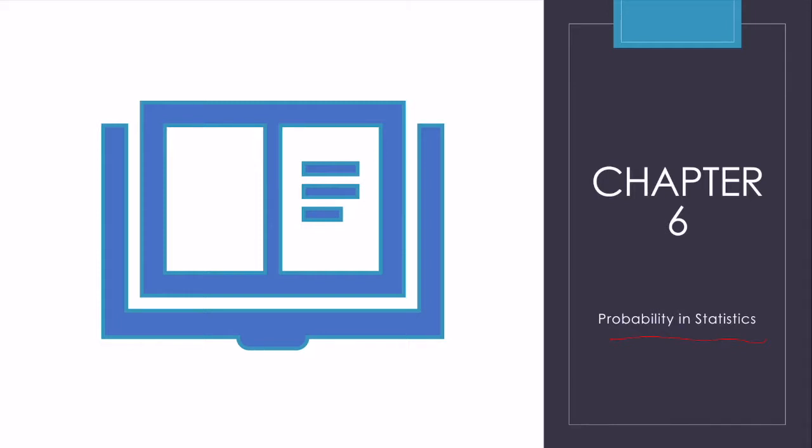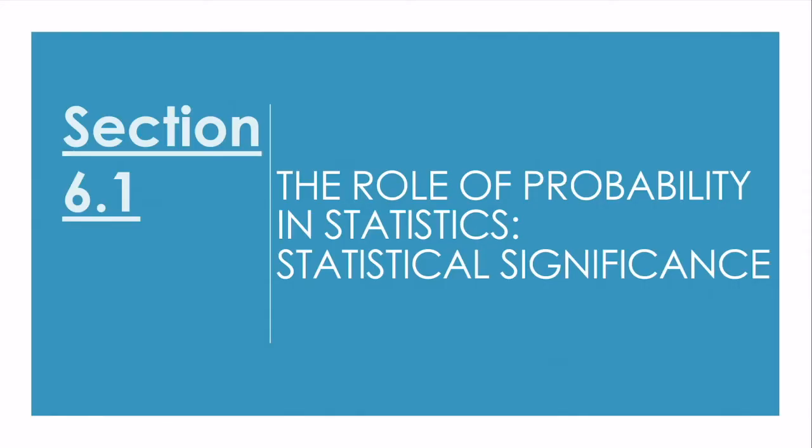Chapter 6 is all about probability in statistics. So section 6.1, we're going to discuss the role of probability in statistics, and that is truly statistical significance. Now, this is something we're going to go into more in depth in chapters 8, 9, and 10, but it's a good idea to get a gut feeling for what statistical significance is. Here are our learning objectives.